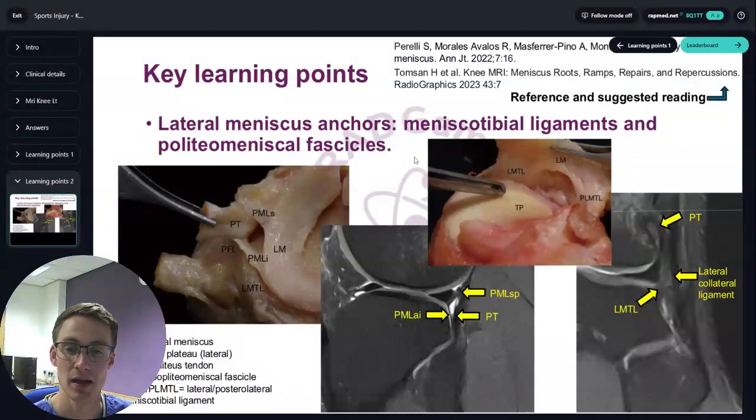And we've talked briefly about the lateral meniscus anchors or stabilizers being the meniscotibial ligaments and the popliteomeniscal fascicles. I would thoroughly recommend these two papers for further discussion and further reading on this. And these images here are just showing those relevant structures.